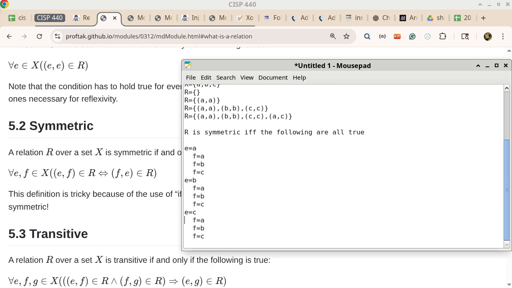Then we ask, what is the value of EF in R if and only if FE is in R? Can someone tell me whether this is true or not? When E is A, F is also A, and R is empty. We are still trying to apply this to the case when R is an empty set. So tell me, if R is empty, whether this particular if and only if is true or not. Why is it false?